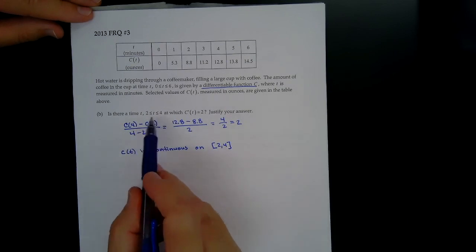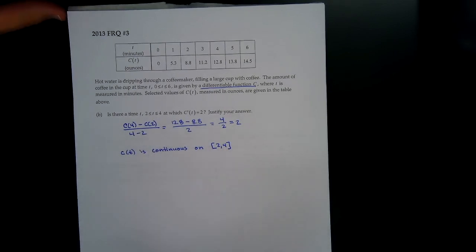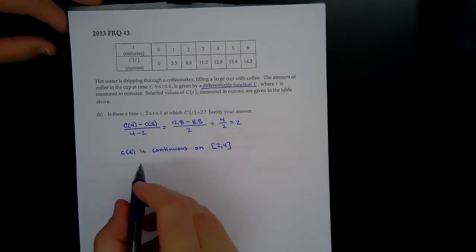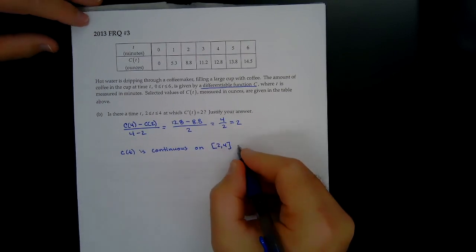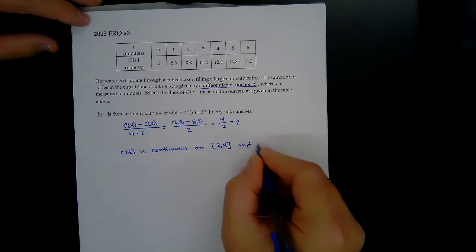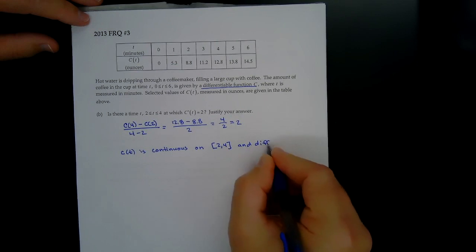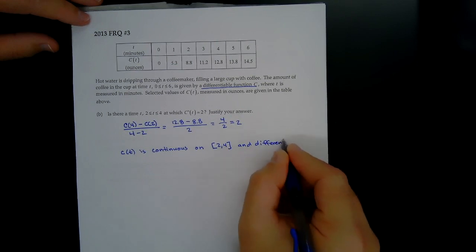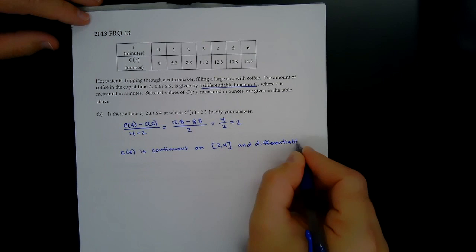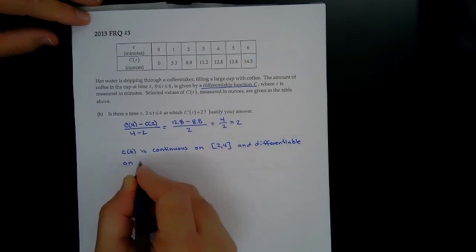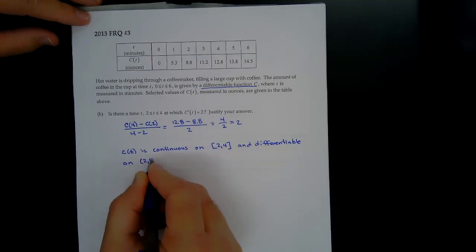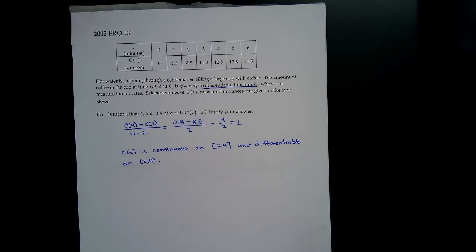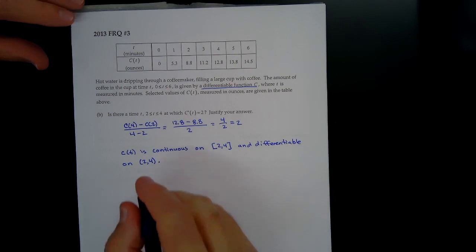And it's also differentiable on the closed, but we need it to state that it's on the open, okay? So C of t is continuous on the closed interval 2 to 4 and differentiable on the open interval 2 to 4, period. So we've stated the conditions that need to be met to use this theorem, okay?